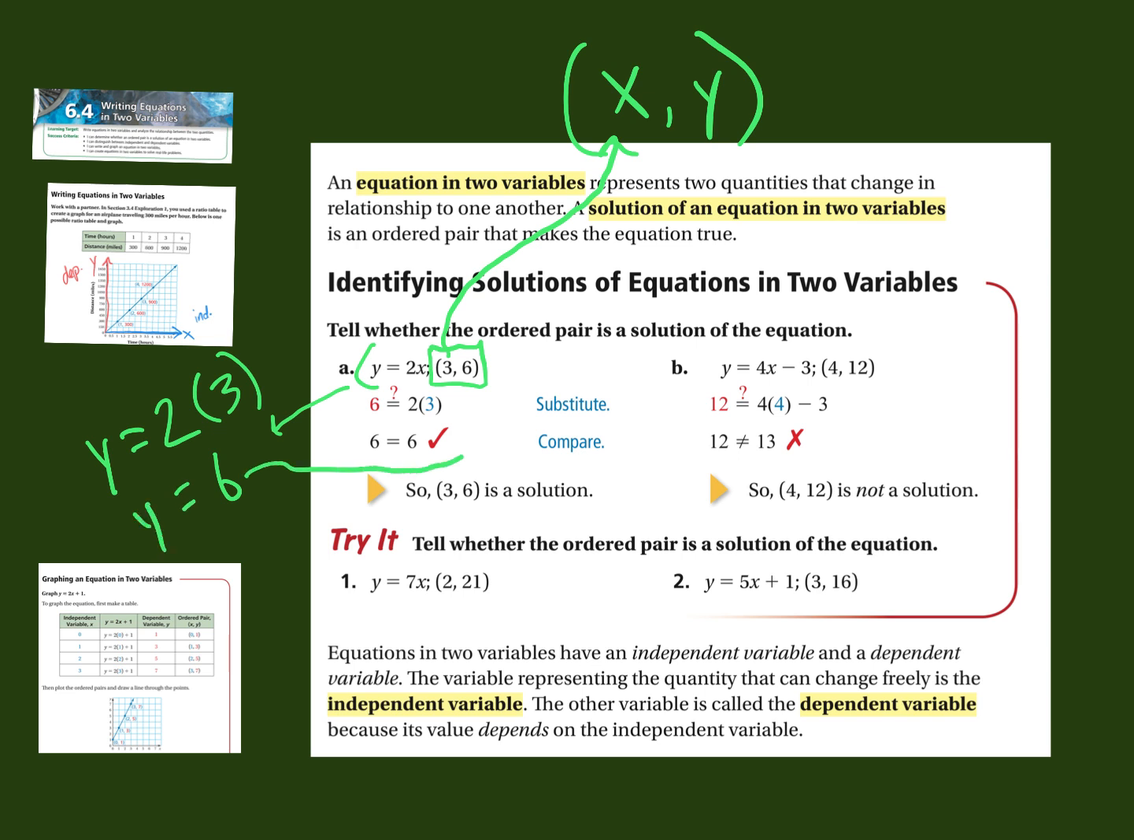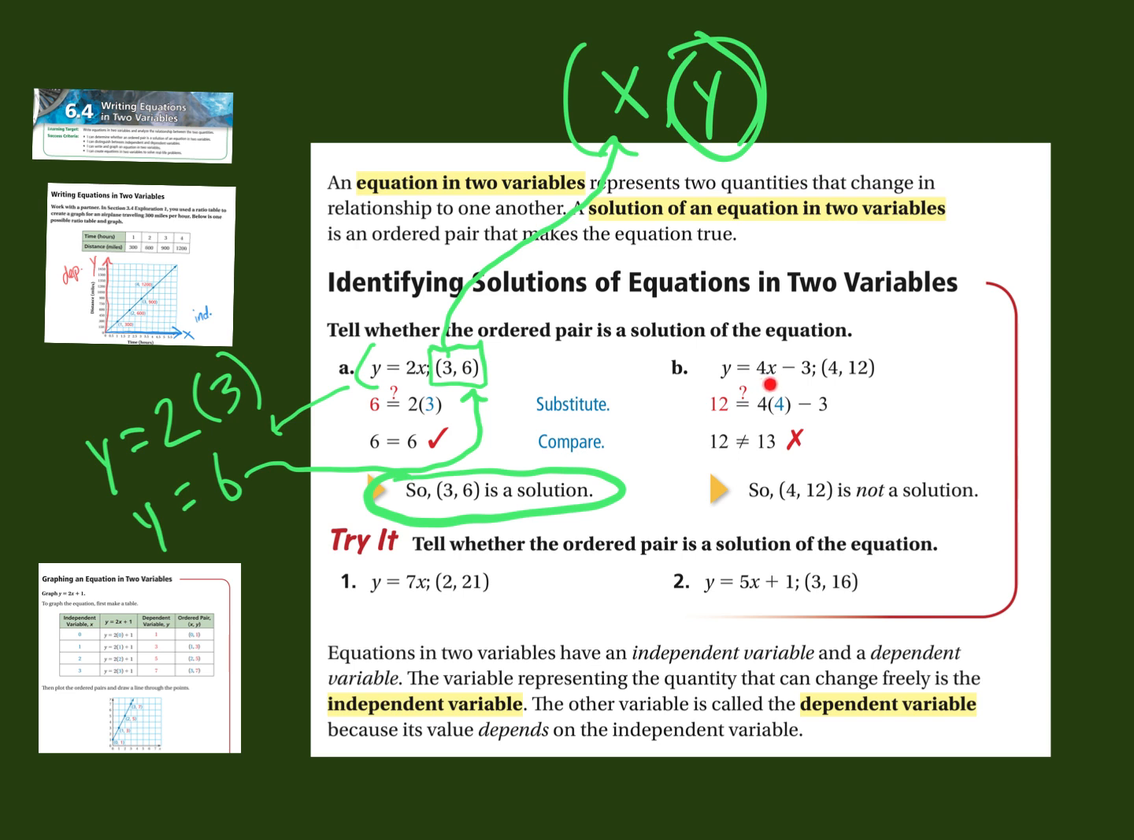And so then I check to see if in my ordered pair my y value, right, the number to the right, is 6. And if it does match, if it is correct, then I would say yes, 3 comma 6 is a solution in that equation. Okay, so again, a solution is when the left side of an equation matches the right side. So we'll look at an example here to the right that shows us an example that's not a solution.